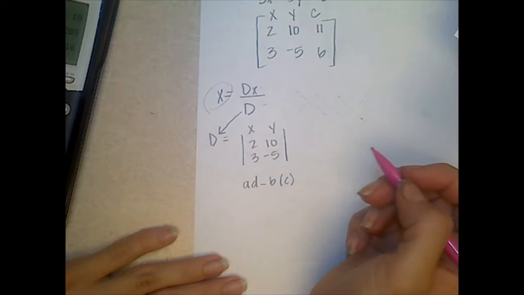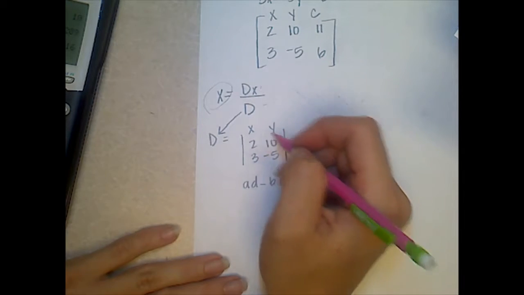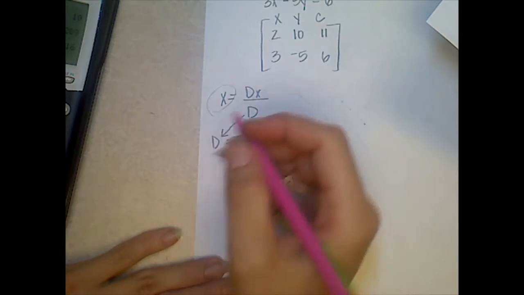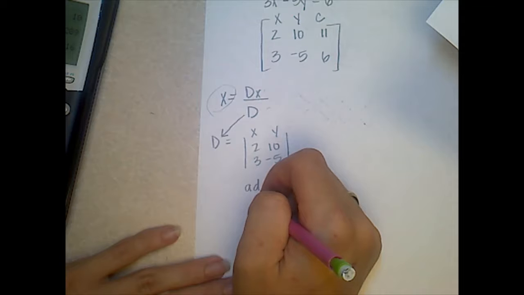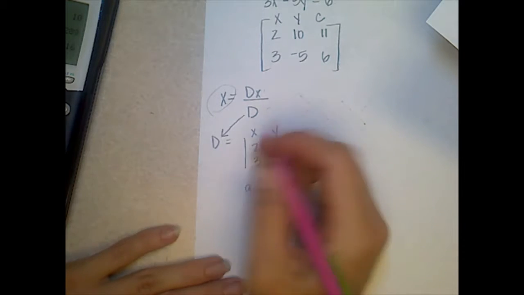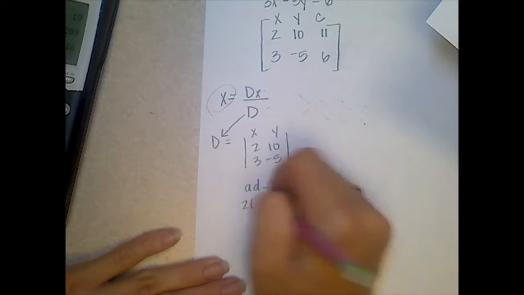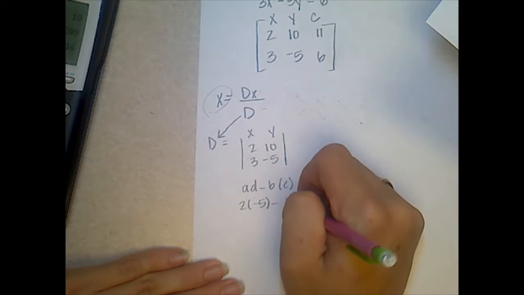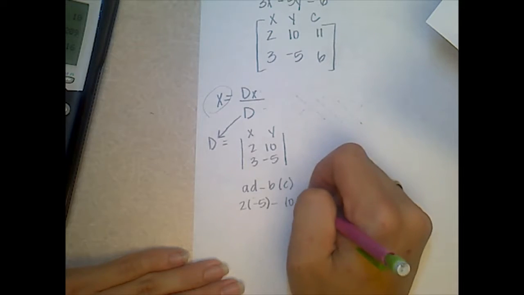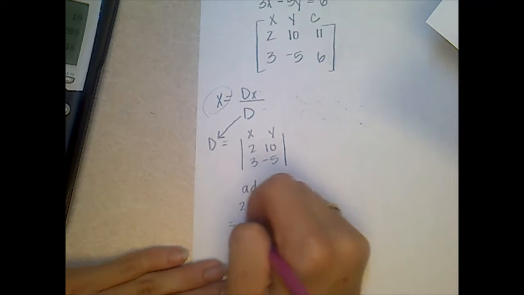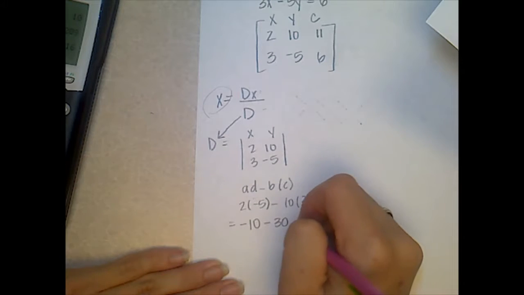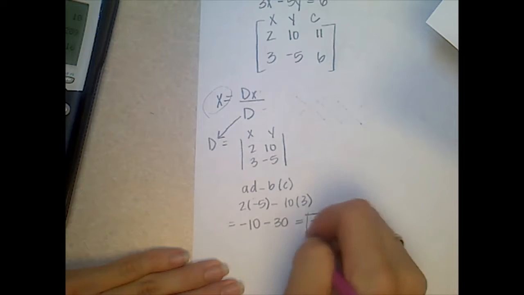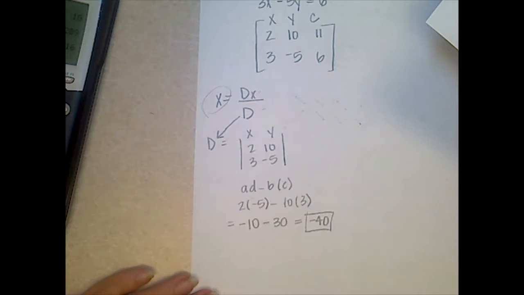Okay, that means I'm going to multiply the number in the a position, which is 2, times the number in the d position, which is negative 5, so 2 times negative 5, minus the number in the b position, which is 10, times the number in the c position, which is 3. Negative 10 minus 30 equals negative 40. So that's our first determinant. That's this bottom number we're going to solve for x.